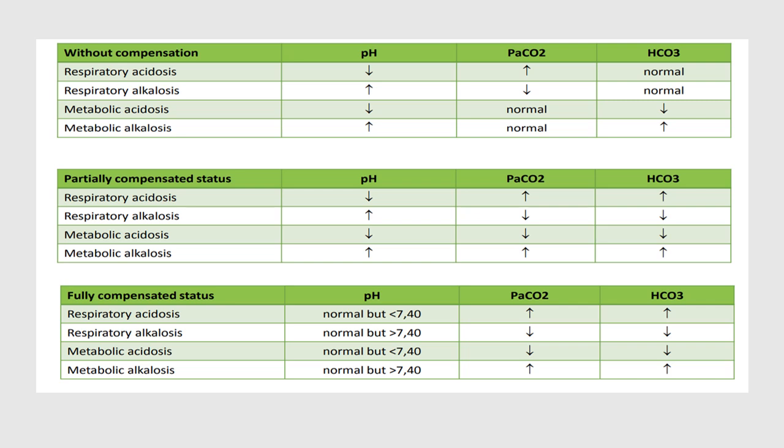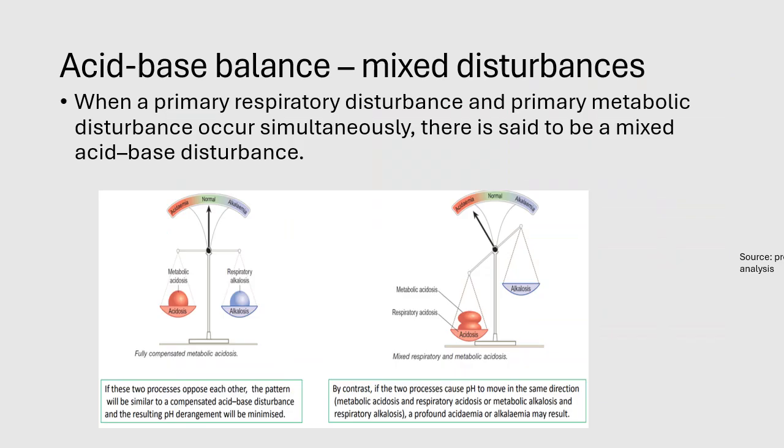This is a table presenting uncompensated, partially compensated, or fully compensated acid-base imbalance, depending on the driver for the disturbance. Respiratory and metabolic acid-base imbalance may occur simultaneously. In this case, there is mixed acid-base disturbance.